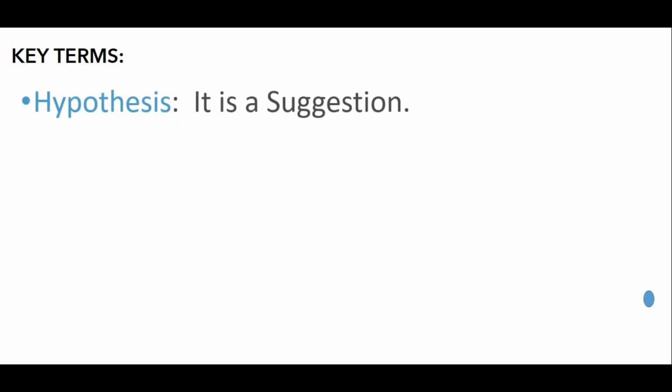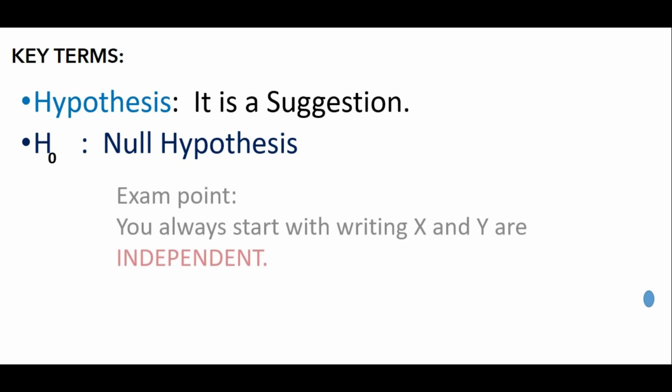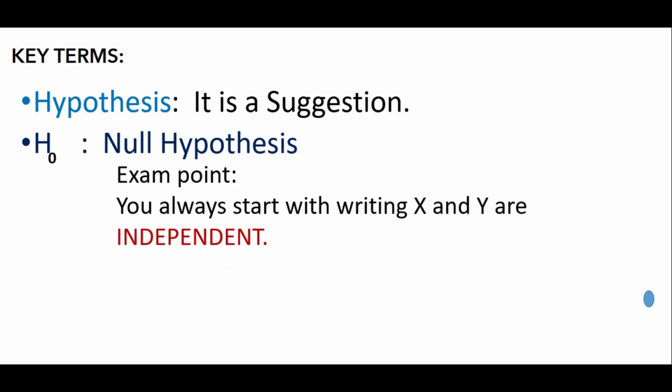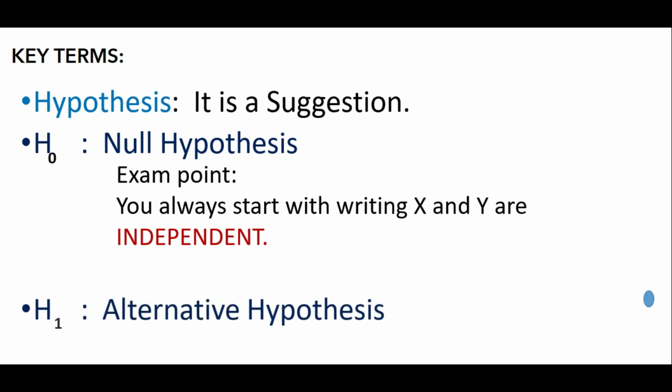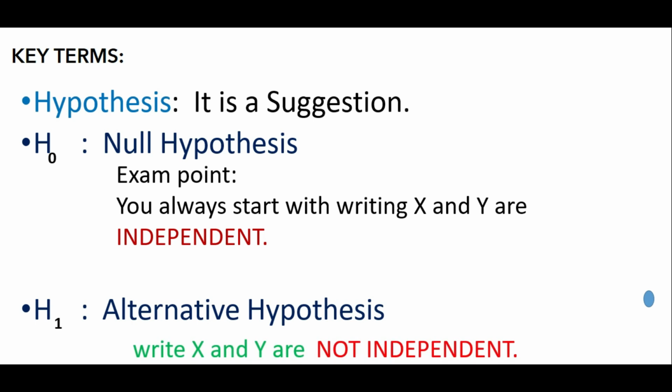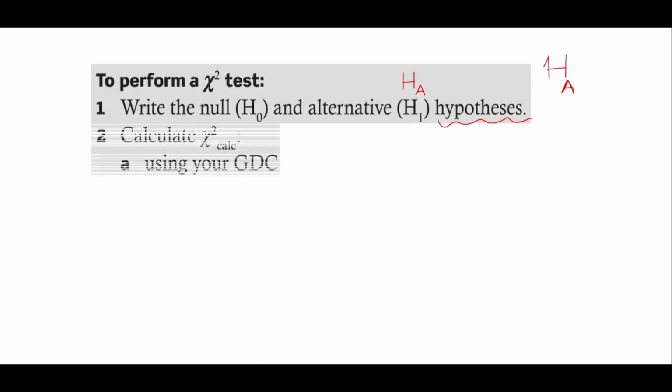Now the key word, hypothesis, is a suggestion, or you can say an assumption made. For H0, the null hypothesis, from an exam point of view, you will always start by writing that x and y are independent. And for the alternate hypothesis, you will write that x and y are not independent. So this is where the whole test begins, by writing the statements for the null hypothesis and for the alternate hypothesis. The second step is to calculate the chi-square value.